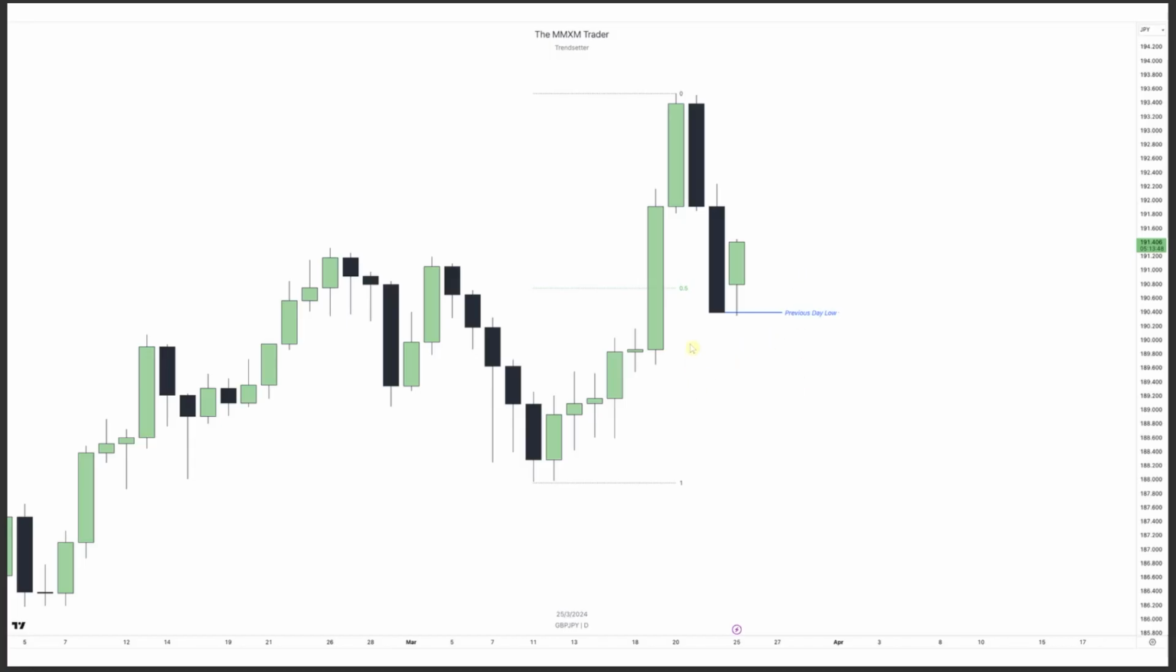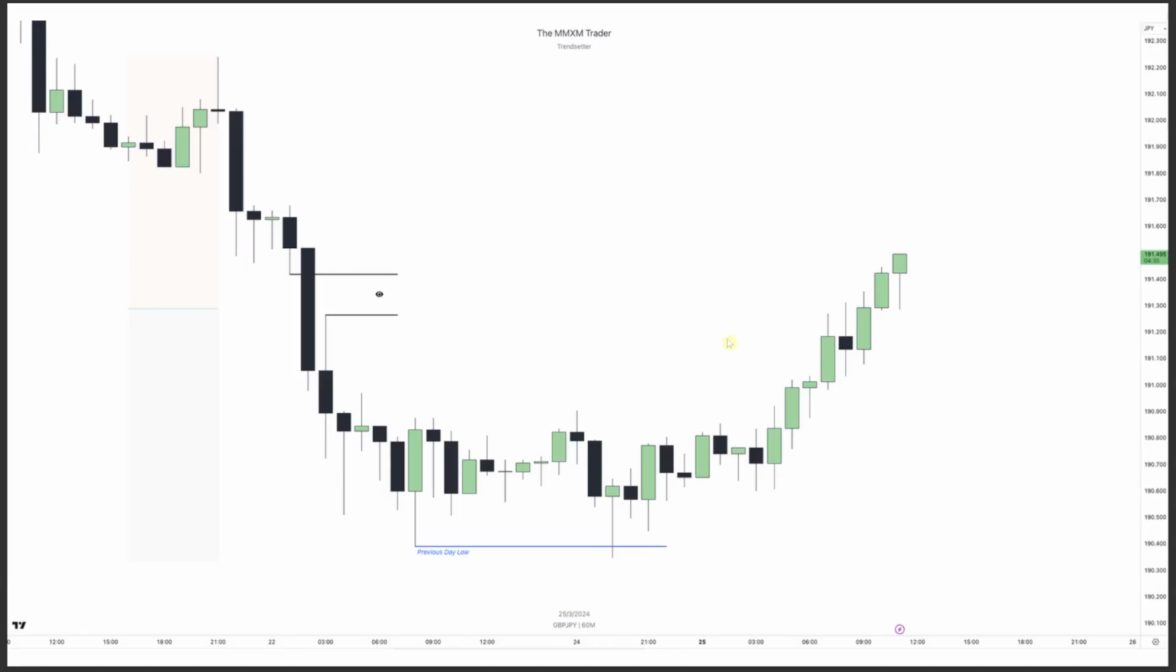You might already spot what kind of model this is, but let's draw out the premium and discount range first, right? This is the dealing range we're working with. We can see price closes below inside this candle, so it's likely to run this low, right? And then price dips back into discount. And now we can see the next candle takes out the previous daily low.